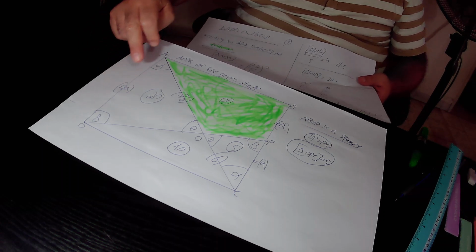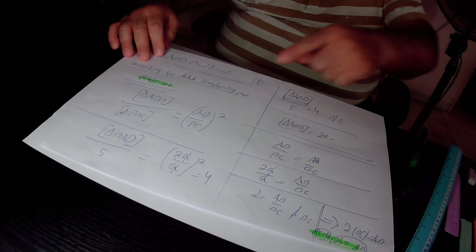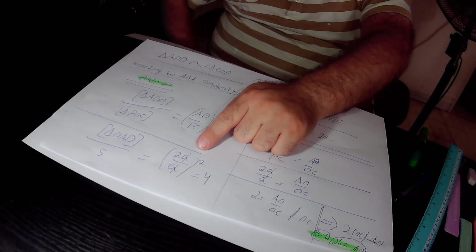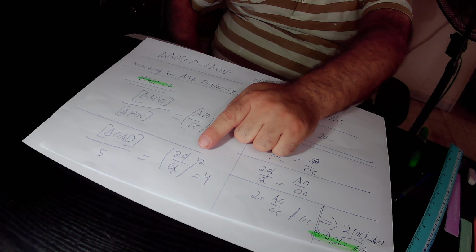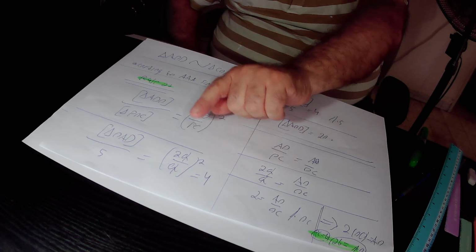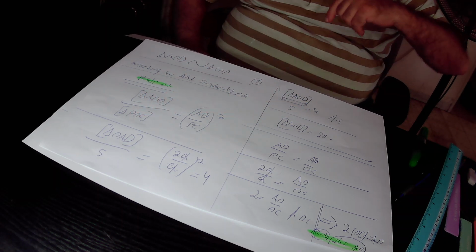AD is 2A, and PC is A. We have A in the numerator and A in the denominator, so A will get cancelled, and we have 2 with 2 squared, that is 4. So in total we found out that the area of triangle ADO over 5 equals 4.